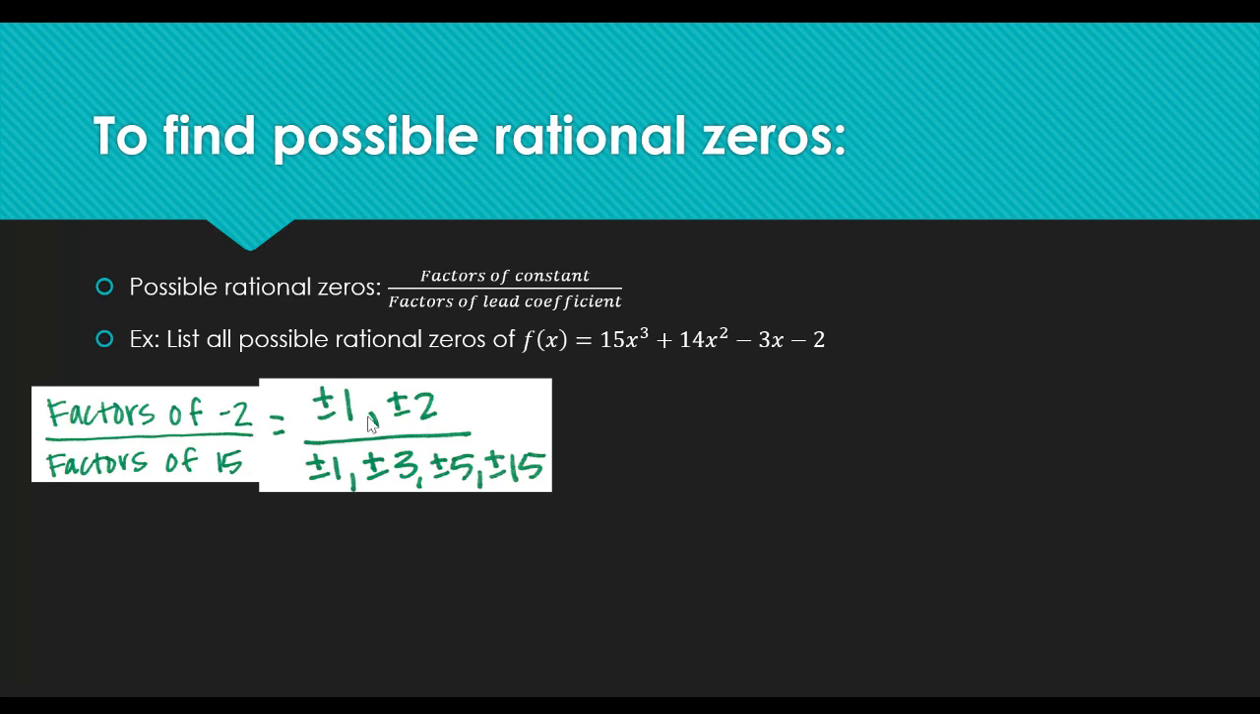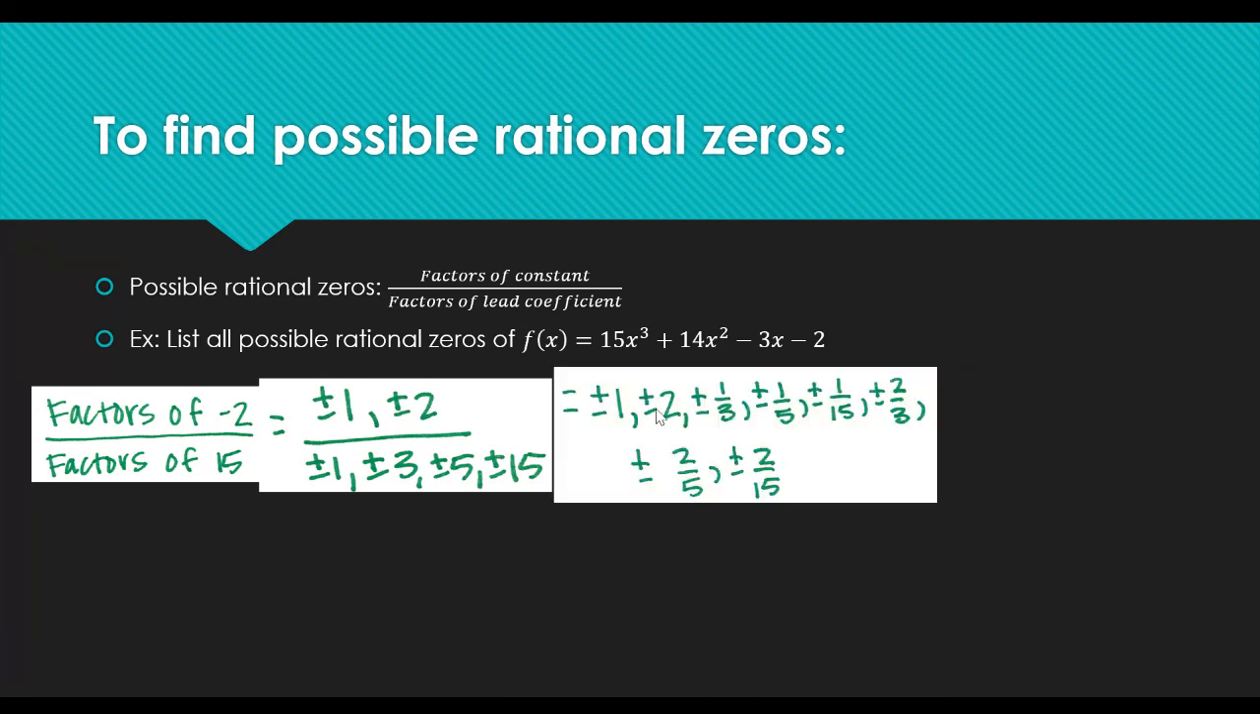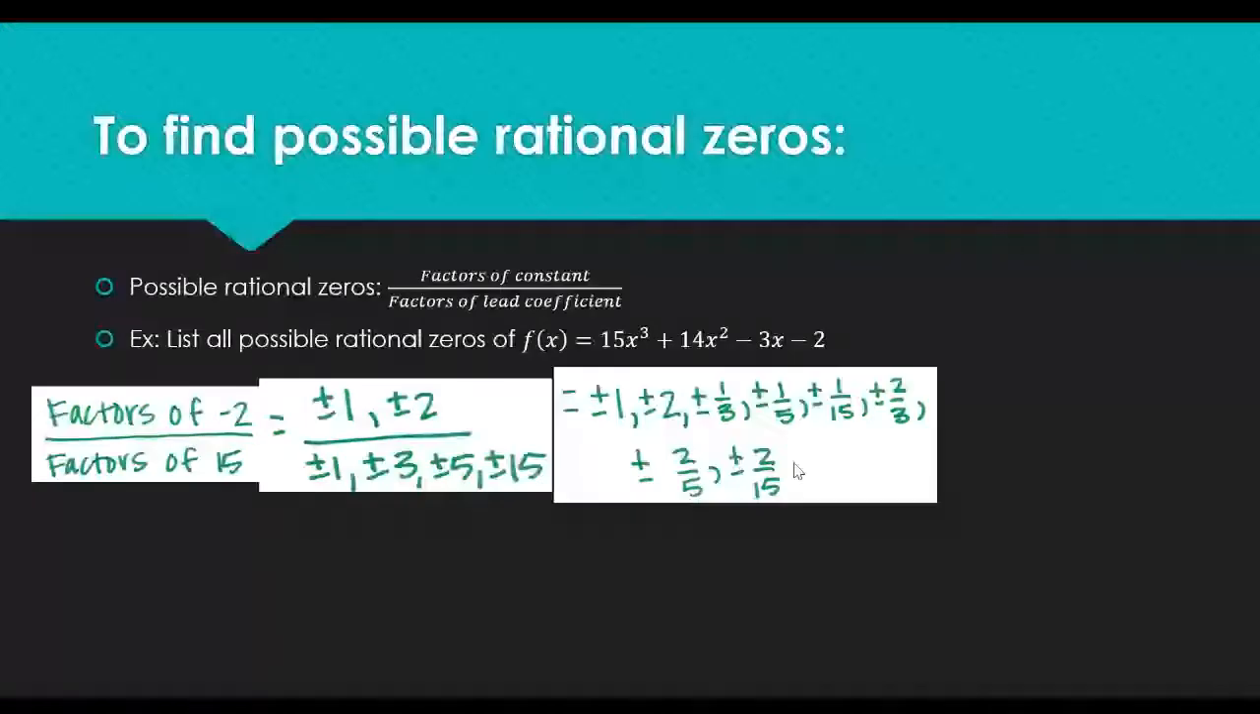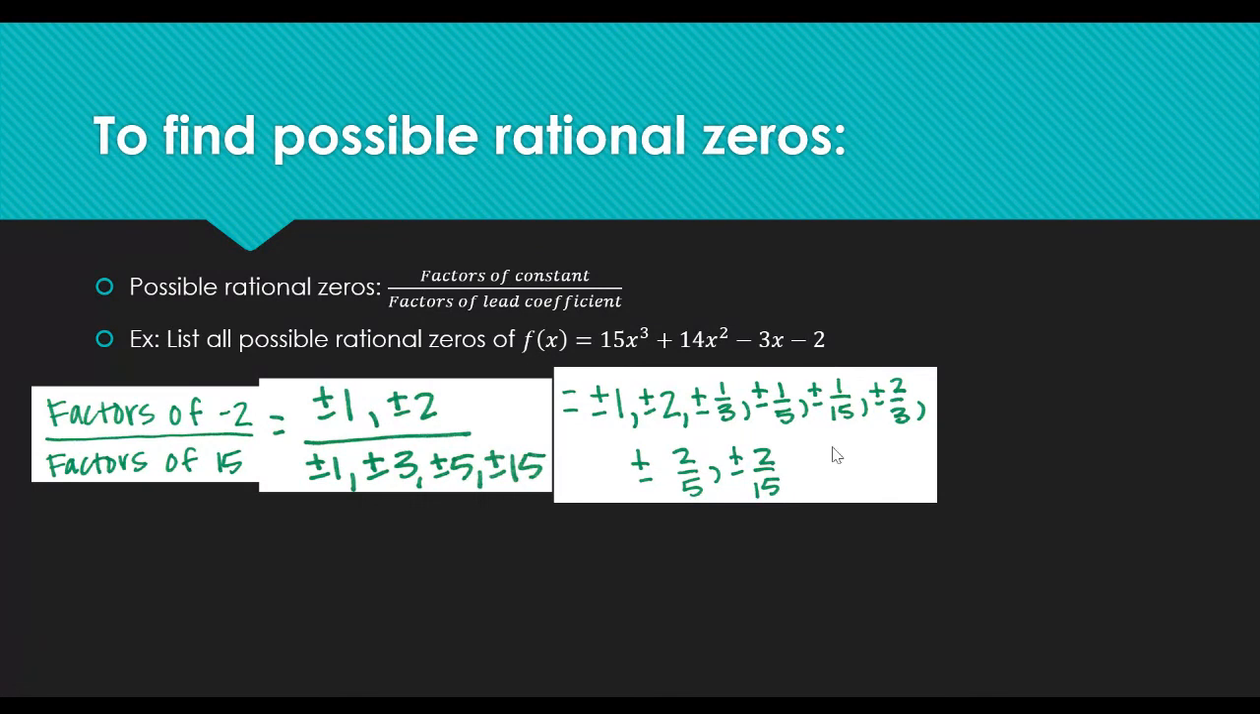So now I've got to find all the combinations that I can do to divide those. Like 1 divided by 1 is 1. 1 divided by 3 is 1/3. 1 divided by 5 is 1/5. 1 divided by 15 is 1/15. 2 divided by 1 is 2. 2/3, 2/5, 2/15. And they each get a plus or minus. So those are all the possible rational zeros. It doesn't mean they're answers, it just means they're possibilities. When you get to your homework on MyMathLab, some of them are going to say, what are all the possible rational zeros? This is what you would type in for that first step.